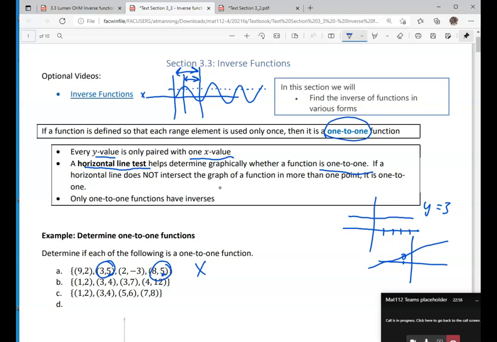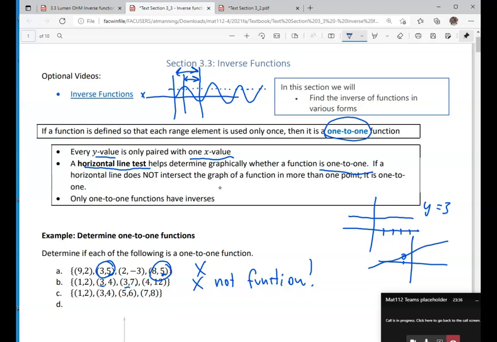Let's take a look at this one. First of all, this isn't even a function, right? I get the same x, 2 different y's. That already fails the function test, so I don't even have to look at others. I don't have a unique x to a unique y. So nope, that fails. That's not even a function, because the same x gives me 2 different y's. That goes way back to our first chapter. Functions have to give you a specific value for a specific input.